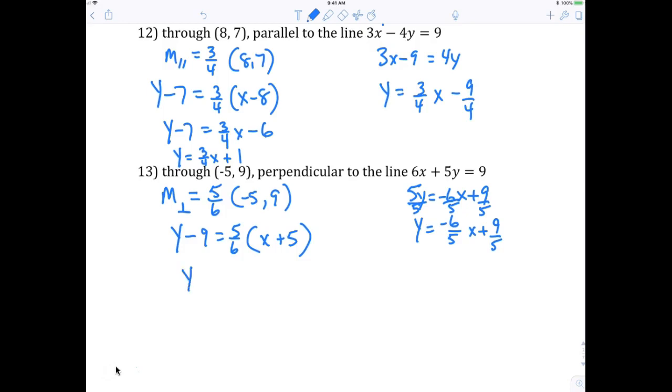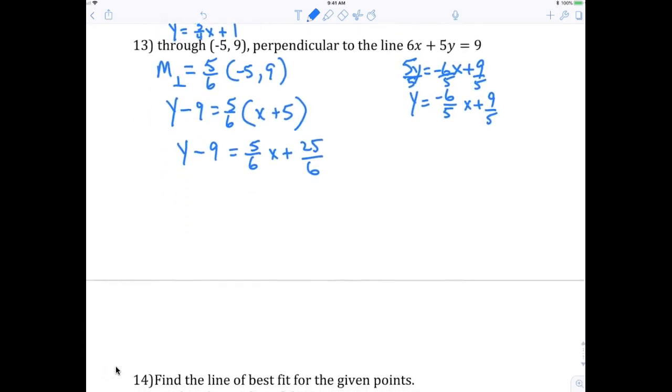So here we go. Everybody should be able to look at that and just say y minus 9 equals 5/6 x plus 25/6. Any questions or concerns with that part right there? I'm going to add 9. That crosses that out. So y equals 5/6 x. Now, 9 is how many 6ths? 54. Good, that's what I want you to visualize. And so your final answer there is what? Y equals 5/6 x plus 9.